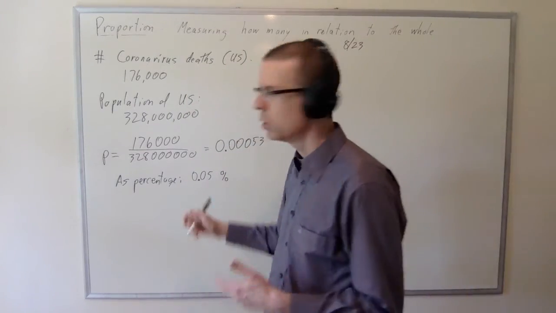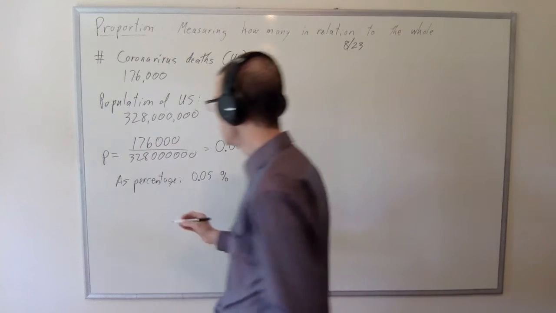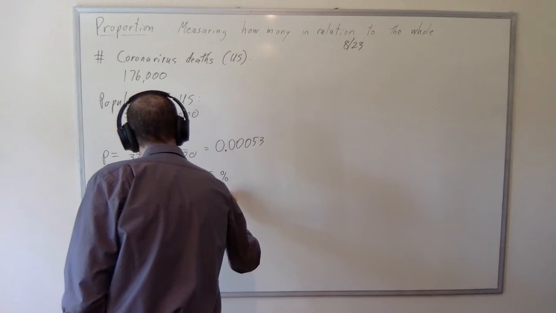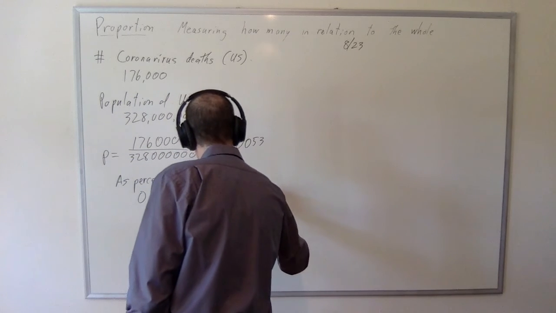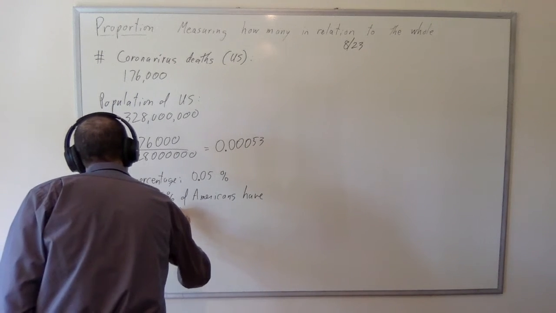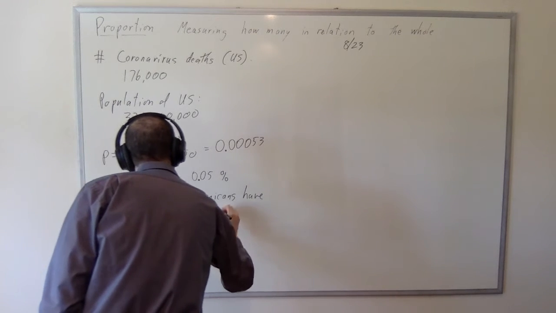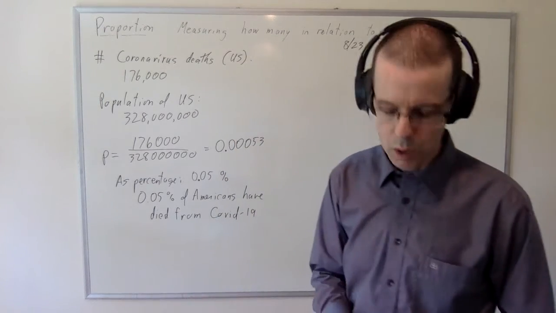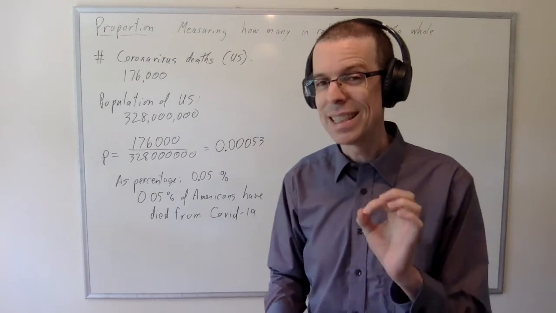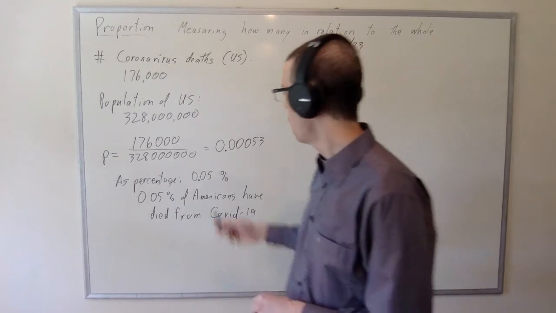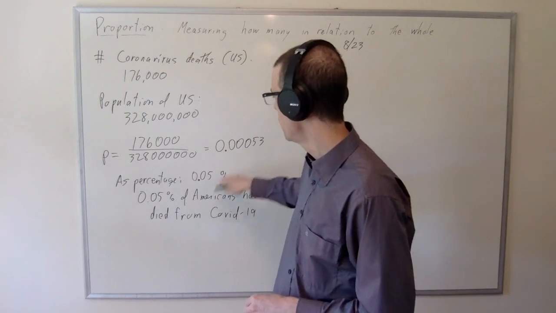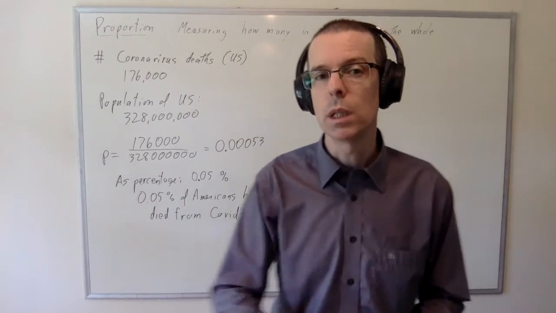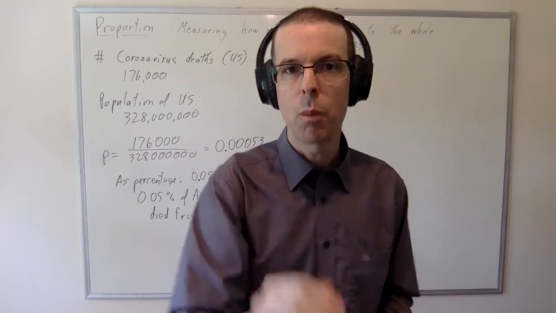What does it really mean? That's the important thing. So 0.05% of Americans have died from COVID-19. That's what that number means. Now, I want to make sure that you're not confused about what 0.05% means. That does not mean 5%. Right? I've already moved the decimal 2 units to the right. This is not 5%. This is 0.05%, or approximately 1/20th of a percentage point.